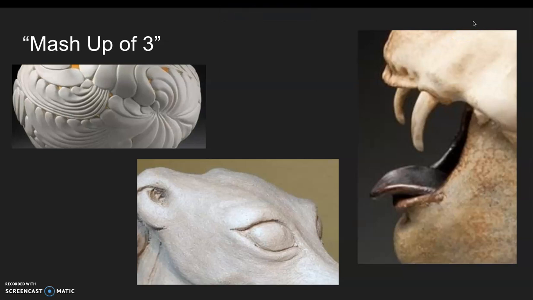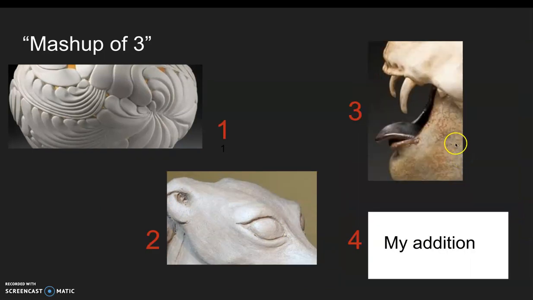So I have three examples here. I like the designs on this vase. I like this forms here for the eyes, and I like this design for the teeth. But it doesn't mean I'm going to copy the entire dog or the entire creature, because I need to add my own addition. What am I going to make out of this?